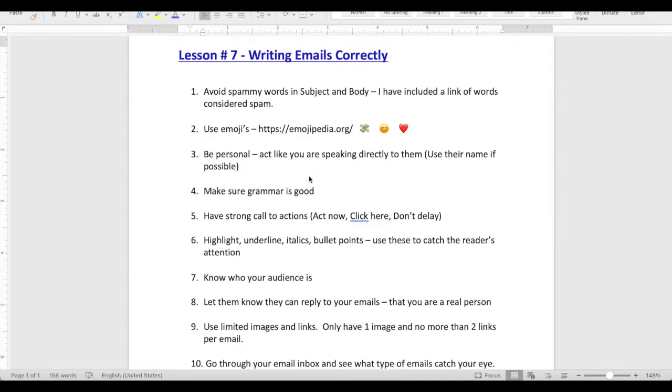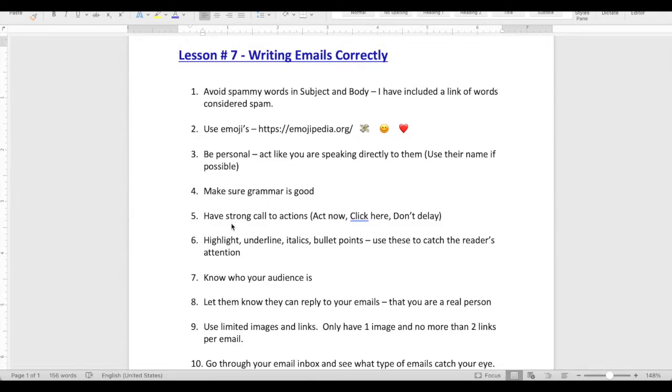Okay. So the fourth one is make sure your grammar is good. Make sure that you go through and you do spell check and you do all the stuff you need to so that it looks good, because you're writing an email basically. You want it to look good, you want it to sound good, you want it to flow, and so make sure that your grammar is good. So make sure that you take the time and fix any errors or anything like that.